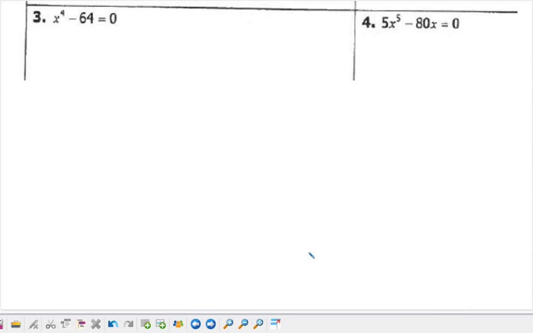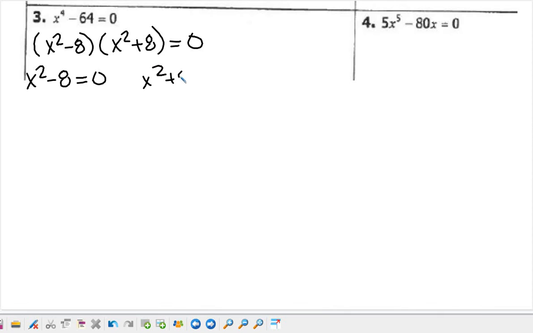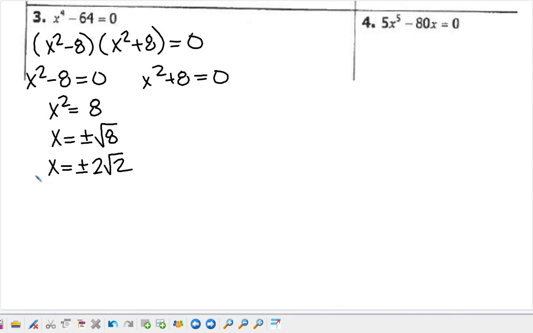So number 3, 64 is a perfect square. x to the 4th is a perfect square. So this would be x squared minus 8 and x squared plus 8 is equal to 0. So I'm going to take my two factors and set them equal to 0. Now I know this one wouldn't factor anymore because 8 is not a perfect square. So I have x squared is equal to 8. Square root both sides. I get x is equal to plus or minus the square root of 8. 8 contains a perfect square of 4. Square root of 4 is 2. Square root of 2. There's 2 solutions there. And there's going to be 2 solutions here.